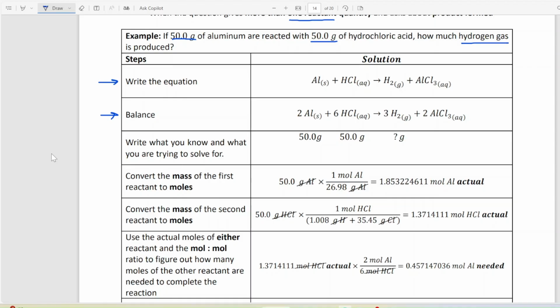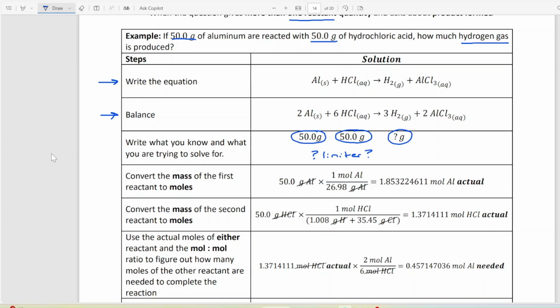Then I'm going to write what we know, just like we did with the stoichiometry problems, right? We started by saying how much of what do I have and what do I want to know how much I'm needing or producing. Whereas this time, they're going to give you two amounts. They give you that 50 grams of aluminum is reacting with 50 grams of hydrochloric acid, and they want to know how much hydrogen gas is produced. The question is, which one of these is the limiter?